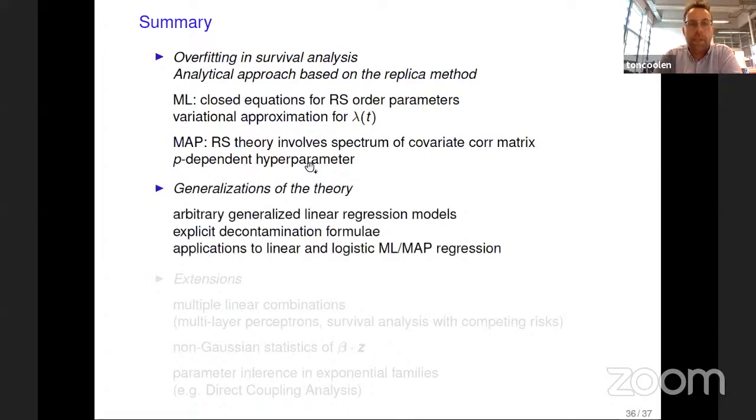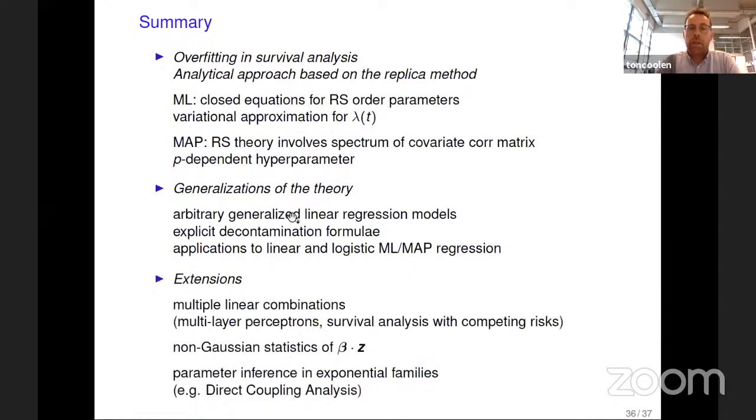Then the generalizations is what we've done most recently and what this talk was about. You could show that this method can be developed to apply to arbitrary generalized linear models. The only crucial ingredient is that the dependence on the covariates is channeled via a dot product and nowhere else. And we could find explicit decontamination formulae, and it depends on what your criterion is, what you want to decontaminate for, how you should decontaminate it. And we had applications to linear regression, logistic regression, and we also recovered all the previous survival analysis equations from this. So far, we've only done some examples.